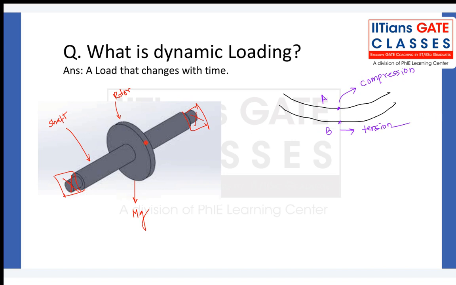Now, as the shaft is rotating, what will happen after 180 degrees of rotation? Let me say the shaft rotates by 180 degrees. So what is going to happen after 180 degrees of rotation? Can you tell me? Yes, point B will come to the top and point A will come to the bottom.